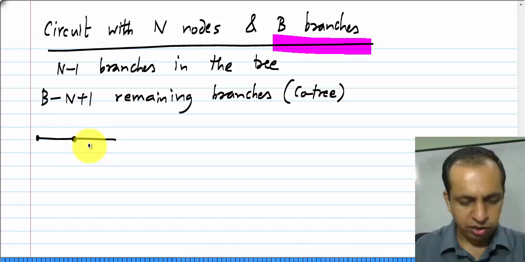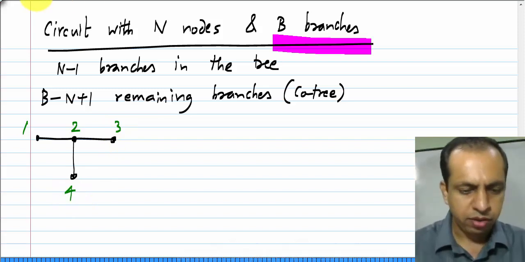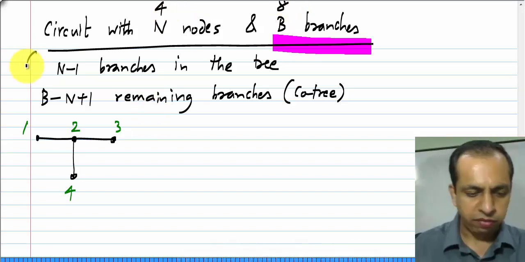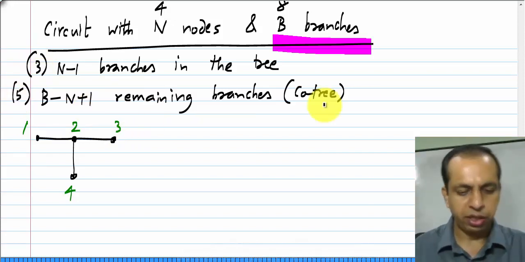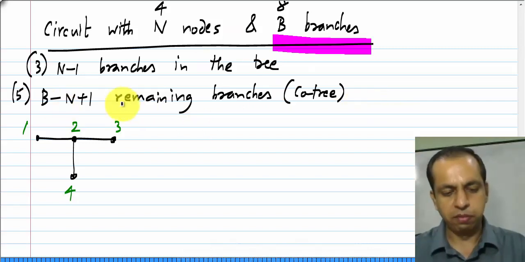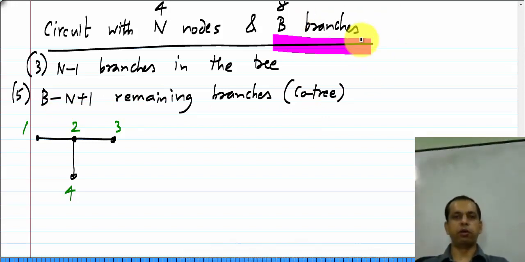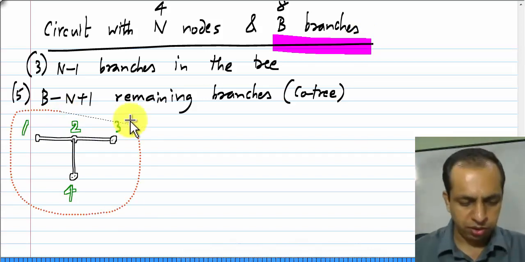we will start with, let us say, this particular tree. Okay. So, we had, let me put this down, we had 4 nodes and 8 branches. So, we have 3 branches in the tree and then 5 remaining branches. So, we will have 5 independent loops, that is, we have b minus n plus 1 independent loops and consequently b minus n plus 1 independent Kirchhoff's voltage law equations. Okay. So, just to illustrate this, I will show the loops.